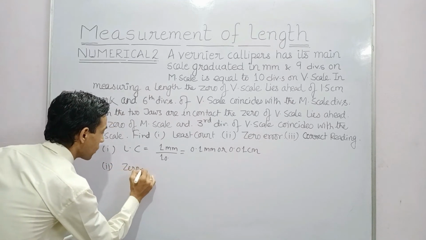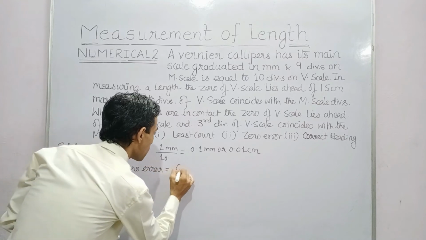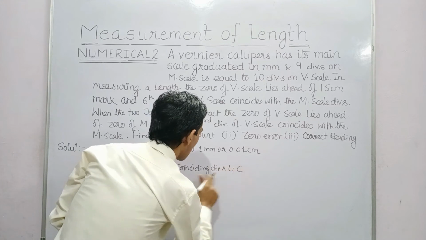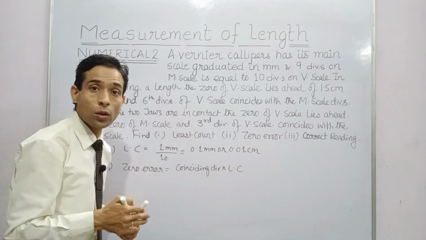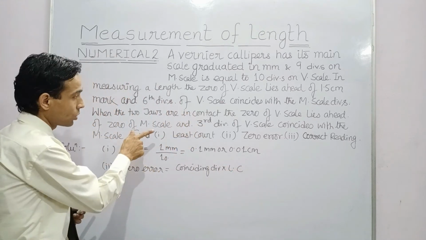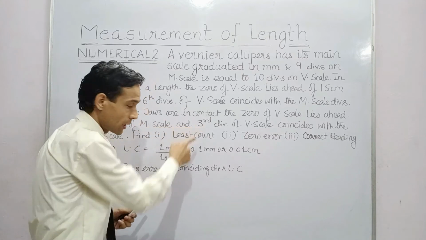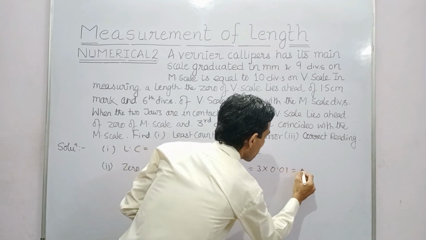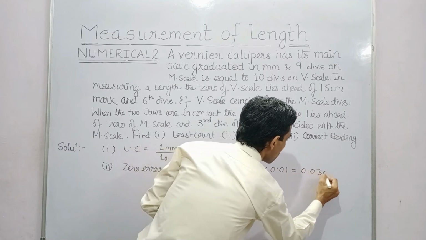Secondly, we have to find out the zero error. So the formula of zero error is coinciding division into least count. When the two jaws are made in contact, the third division was coinciding. So 3 into least count 0.01, and this will give 0.03 centimeter.